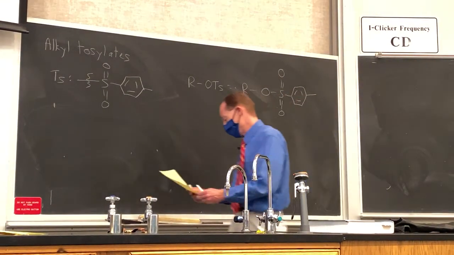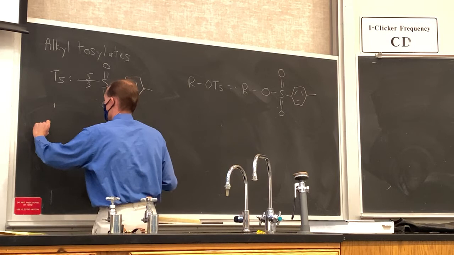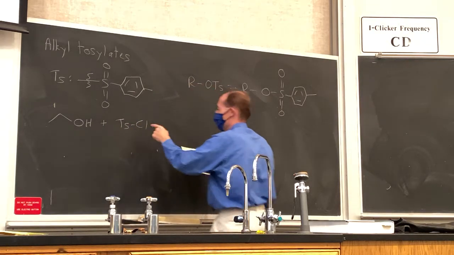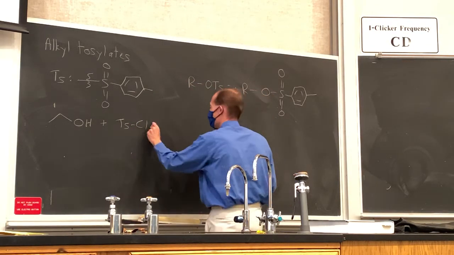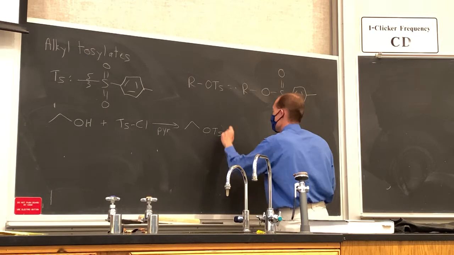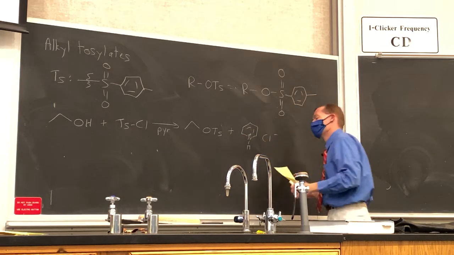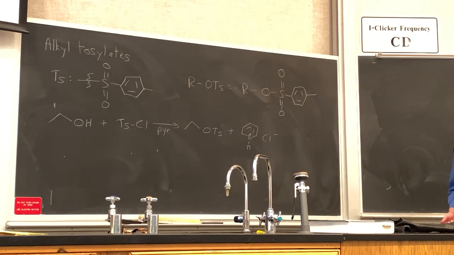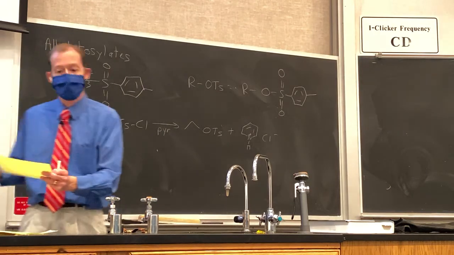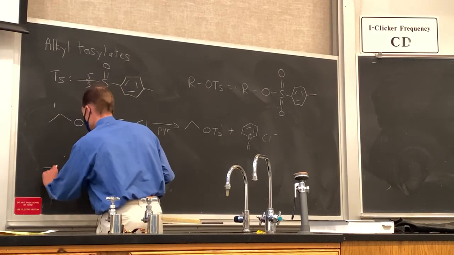And so the way we form them is by reacting an alcohol with tosyl chloride, or toluene sulfonyl chloride. We could take ethanol and react it with tosyl chloride, which we would draw this way. We're going to use pyridine, which we've seen before. That's going to give us our tosylate. It's going to give us a pyridinium cation that just forms a salt with chloride as a byproduct. Okay. So we'll look at the mechanism of this reaction, and it involves steps that we've seen before, nothing new.